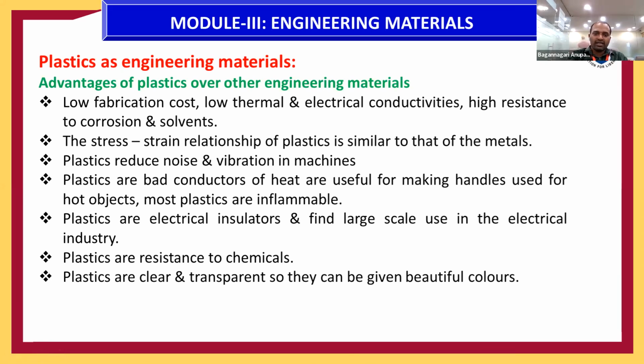So these all are the important advantages of plastics over the engineering materials. Once again, listen: low fabrication cost, low thermal and electrical conductivities, high resistance to corrosion and solvents. The stress strain relation of plastics is similar to that of metals. Plastics reduce noise and vibration in machines. Plastics are bad conductors of heat, useful for making handles used for hot objects. Most plastics are inflammable. Plastics are electrical insulators, finding large scale use in the electrical industry. Plastics are resistant to chemicals. Plastics are clear and transparent, so they can be given beautiful colors. So these are the advantages of plastics over the engineering materials.